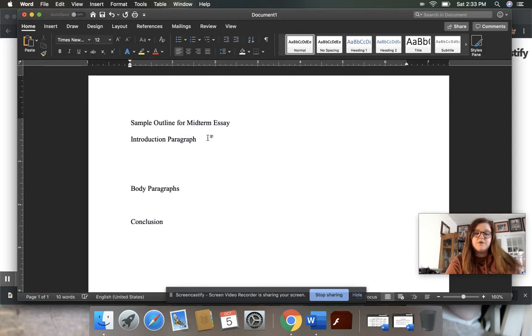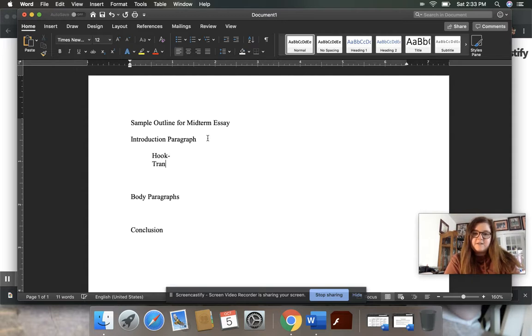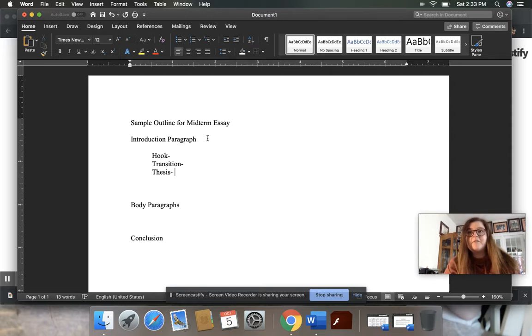So after you've chosen your prompt, you're going to start with your introduction paragraph, and every good introduction paragraph has three parts: a hook, a transition, and a thesis. Again, if you're writing for pretty much any social science or humanities course, this setup for an intro paragraph is wonderful. Whether you're writing a 10-page paper or a 5-paragraph paper, this is going to work for you.